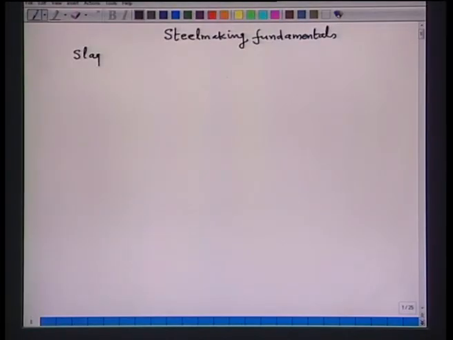Now, what is steel making in fact? Steel making involves removal of impurities through oxidation and slag formation, such that the total iron content of slag and the oxygen content of molten steel at turndown are minimum. So, essentially, the turndown contents of iron in slag and oxygen in steel should be minimum. So, the fundamentals comprise slag formation and oxidation of impurities.